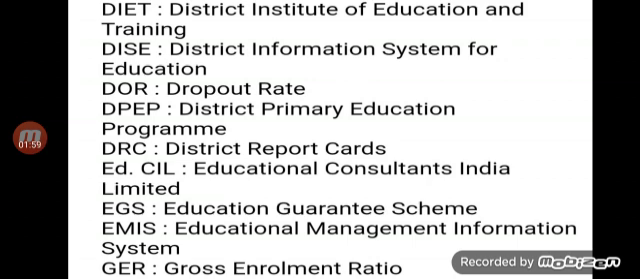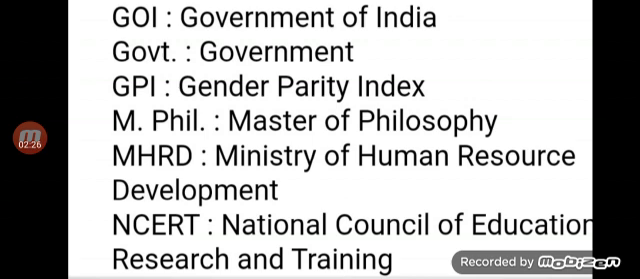Next abbreviation is EGS, Education Guarantee Scheme. Next, EMIS, which is called Educational Management Information System. Next, GER, which is called Gross Enrollment Ratio. Next, GOI, which is called Government of India. Next, GOVT., which is called Government. Next, GPI, which is called Gender Parity Index.